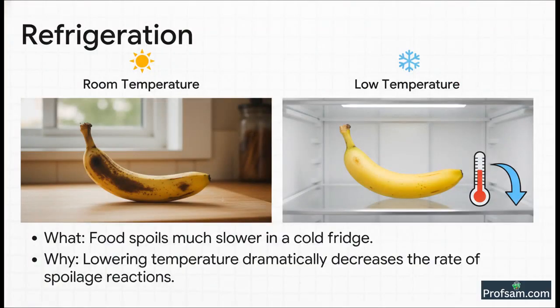Now, think about the fridge in your kitchen. Why do we use it? Because food spoils much slower inside. What's happening is that the low temperature inside the fridge dramatically slows down the rate of the chemical reactions that make food go bad. This is a perfect example of us using technology to control reaction rates.